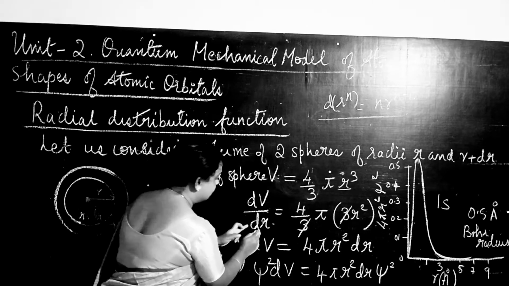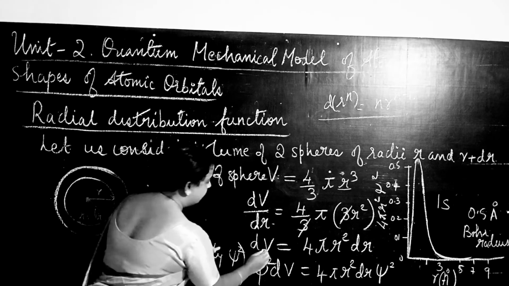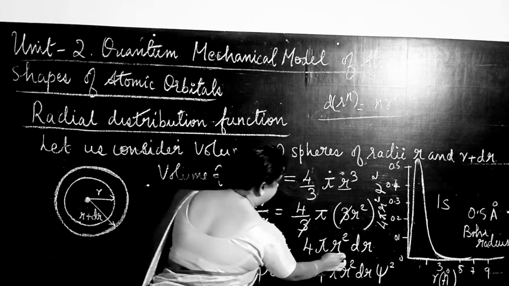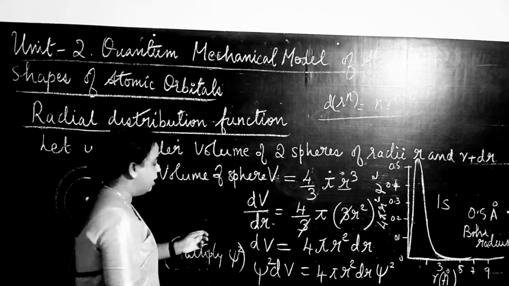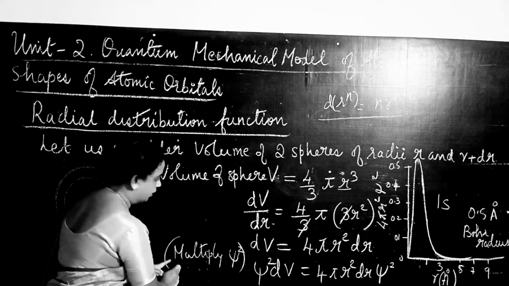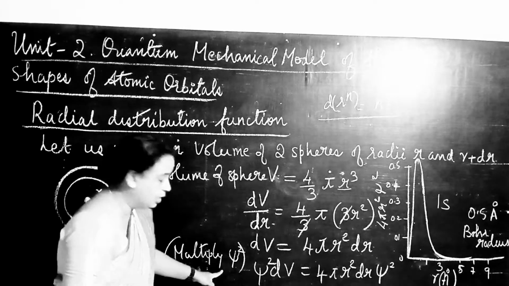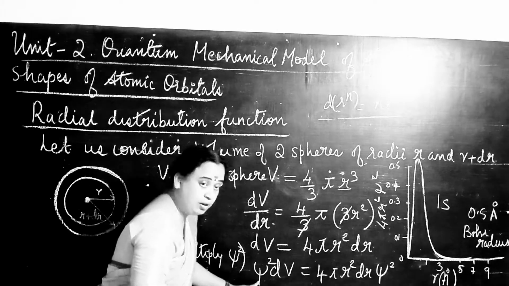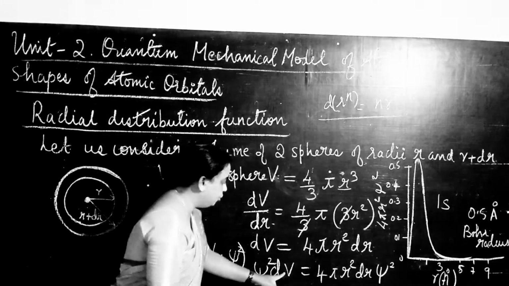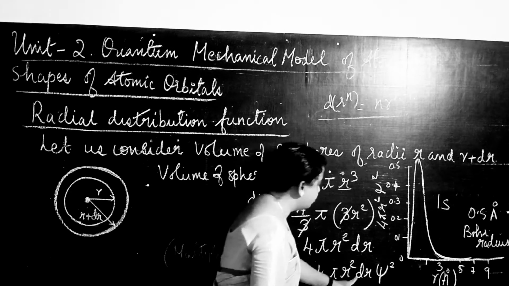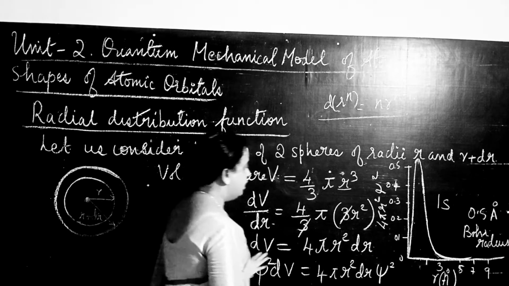How do you get the dr? The dr goes to the right side, and then it becomes dV is equal to 4 pi r squared dr. Now you multiply this equation with psi square, which is your wave function. So the wave function psi square into dV is equal to 4 pi r squared dr into psi square.